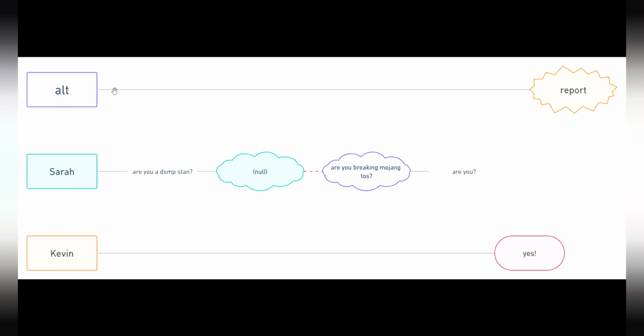So here we've got the alt, who's going to be doing the reporting. We have Sarah, who's trying to bait Kevin into getting banned. Now, Sarah asks Kevin if he's a Dream SMP stan. We've already established that Kevin is a Dream SMP stan. We know that.